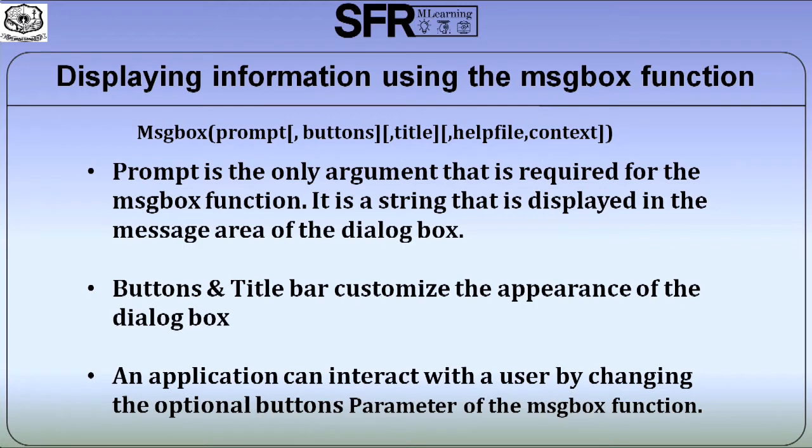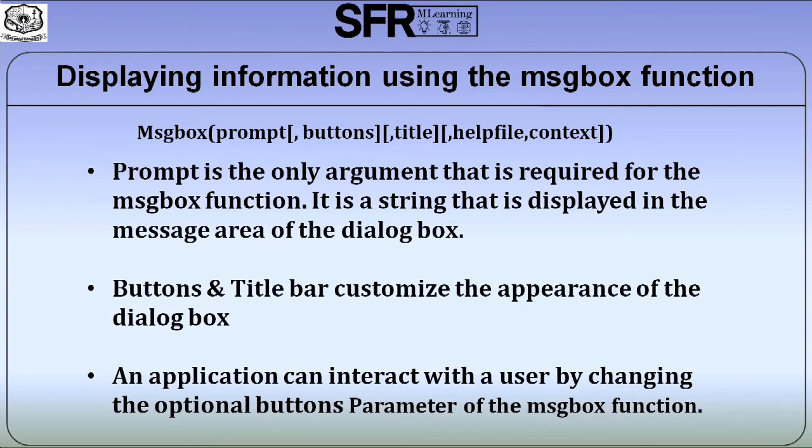Next we move on. Syntax of message box function. MsgBox, prompt, buttons, title, help file, context. Now let us see arguments of message box. Prompt. Prompt is the only argument that is required for the message box function. It is a string that is displayed in the message area of the dialog box. Next argument is buttons and title. The buttons and title bar customize the appearance of the dialog box.